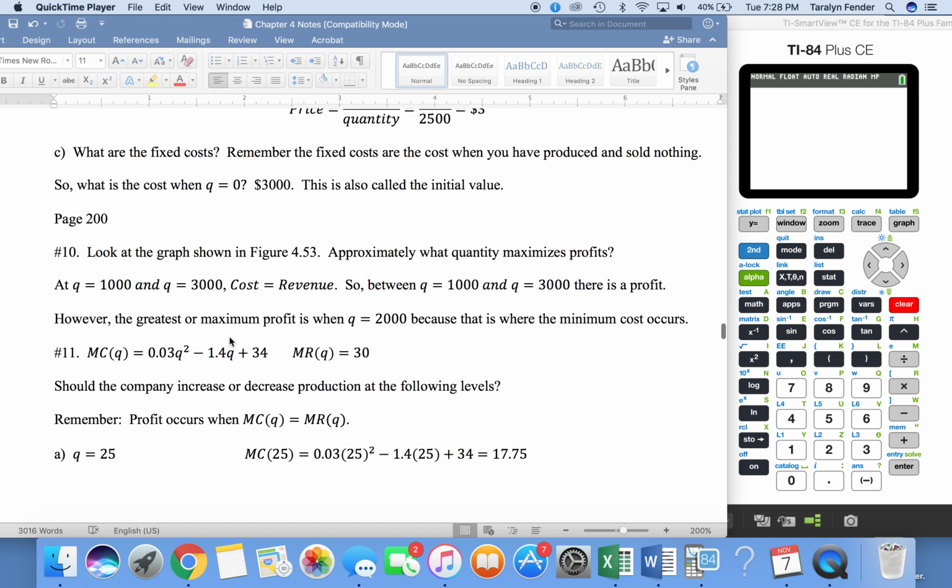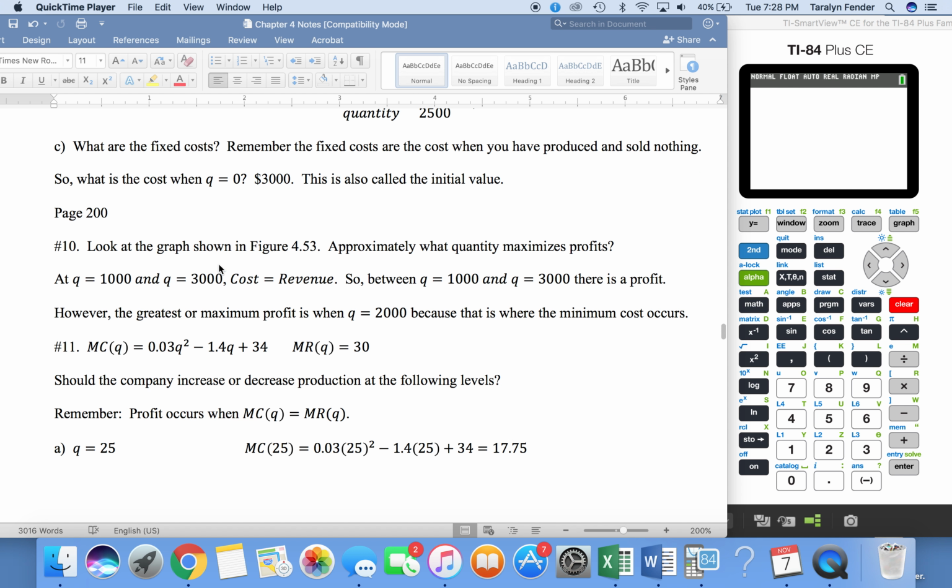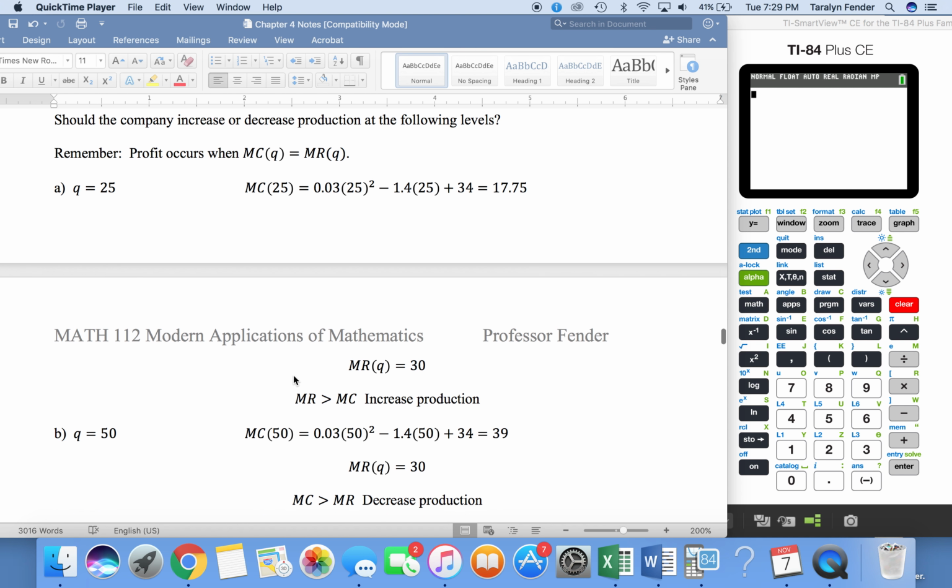On page 200, let's look at problem number 10. When we look at the graph shown, approximately what quantity maximizes profit, and we see that cost equals revenue when Q is 1,000 and Q is 3,000. So between Q is 1,000 and 3,000, profit occurs because the revenue function, or the marginal revenue function, is greater than the marginal cost function. However, the greatest or maximum profit is when Q is 2,000 because that is where minimum cost occurs. Number 11, you can read through that.